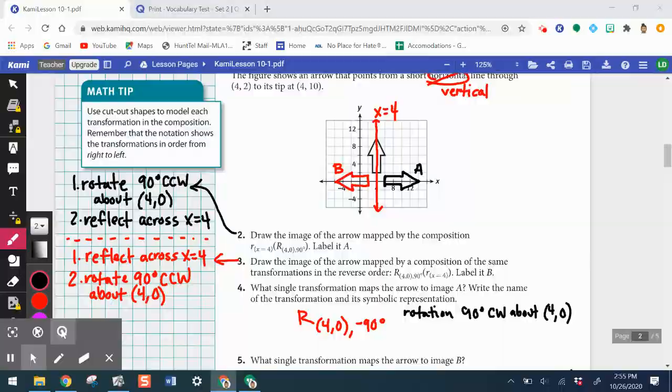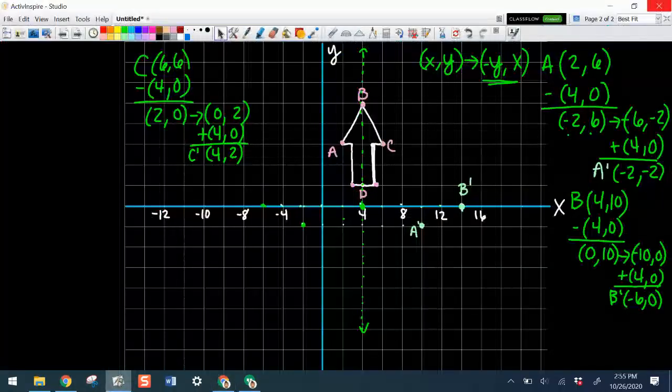Something caught me off guard. Let me go back and check my work just a little bit. So C is located at 6, 6. We subtract the center of rotation, which is 4, 0. 6 take away 4 is 2. 6 take away 0 is 0. Then we switch the 2, we get 0, 2. And then C prime should be located at 4, 2, which would be right here. And after the reflection, it should stay in the same place. What am I missing here?